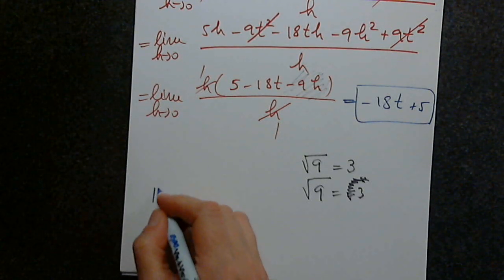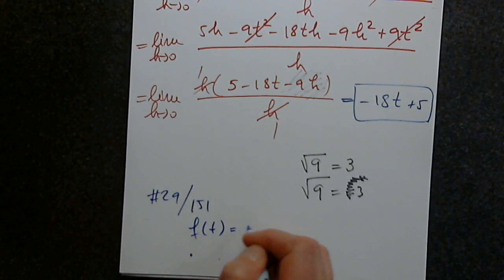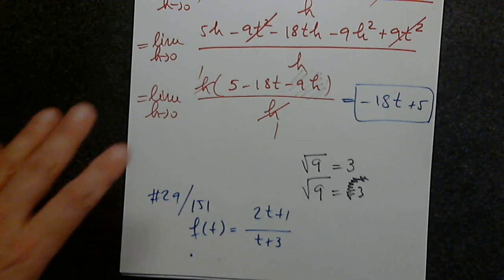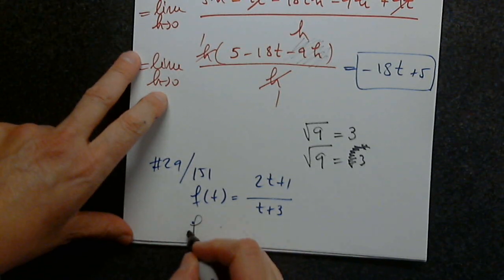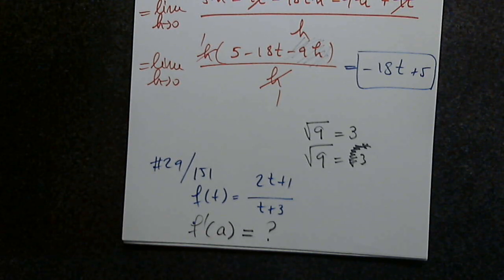And this is on page 151, and we have f of t again as (2t plus 1) over (t plus 3). So this time we are asked to find f prime of a. You have two possibilities, similar to f prime of x but replace x by a, or the other one when x approaches a. It's up to you.